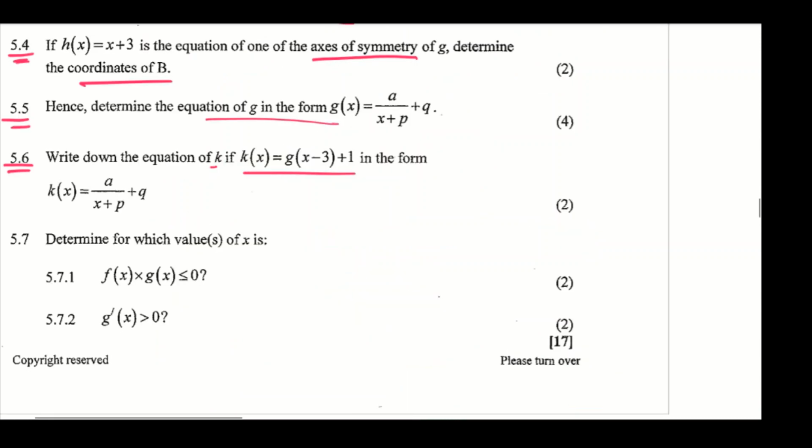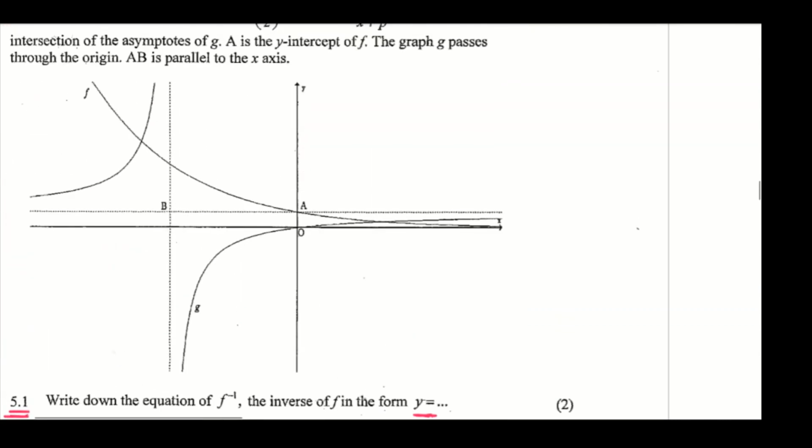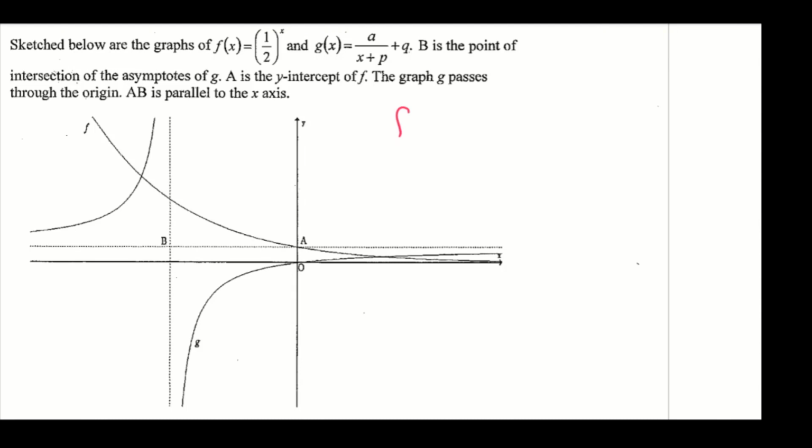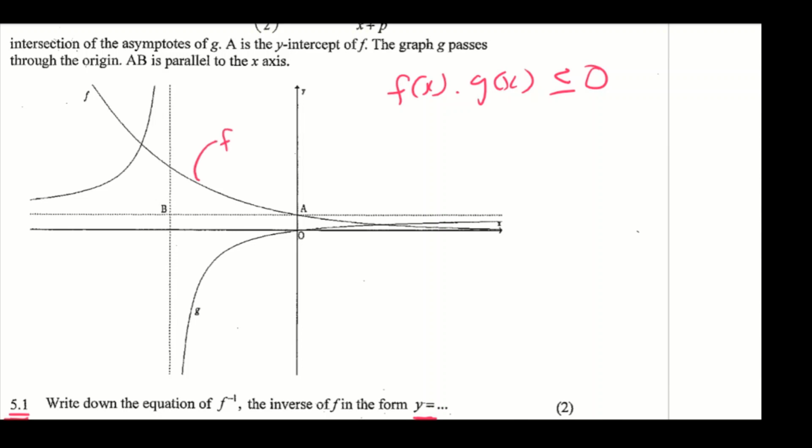Now we're doing 5.7. Determine the values of x for which, 5.7.1, the graph of f multiplied by the graph of g gives you a solution of y which is less than or equal to 0. So it gives you a solution of y which is 0 or basically negative, right? So we need to look at that. When does that happen? You go back to your graph, you look for a point where when you multiply f and g, you get a solution that is less than or equal to 0. So we're going to look at that. This is our graph of f, this is our graph of g.